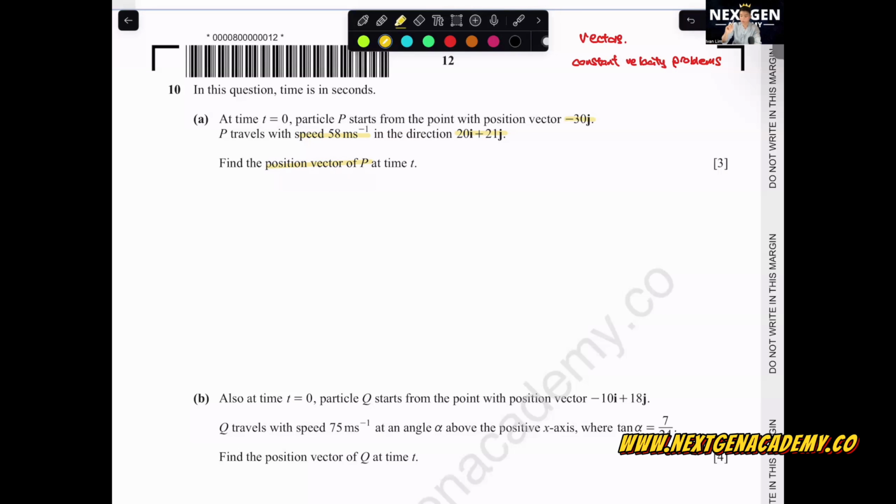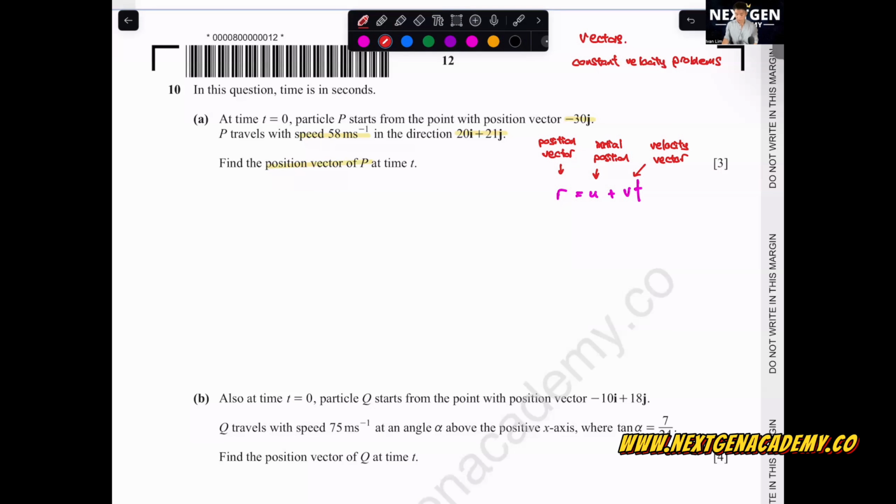R equals U plus Vt. Whenever you see a constant velocity problem, I want you to write down this formula first: R equals U plus Vt. You will definitely use this one. It will all be based on this. Let me write this down here. R is the position vector, U is your initial position, V is your velocity vector. Please memorize this one. This formula is not given to you. R equals U plus Vt.